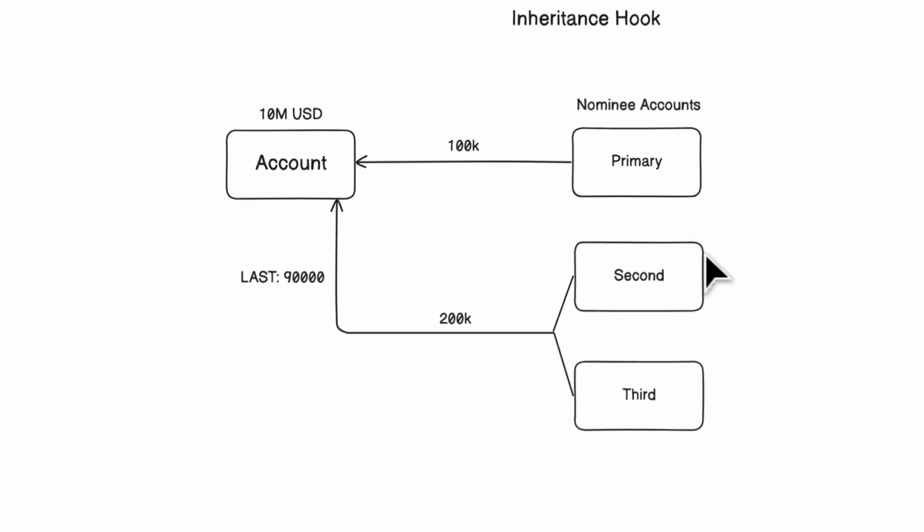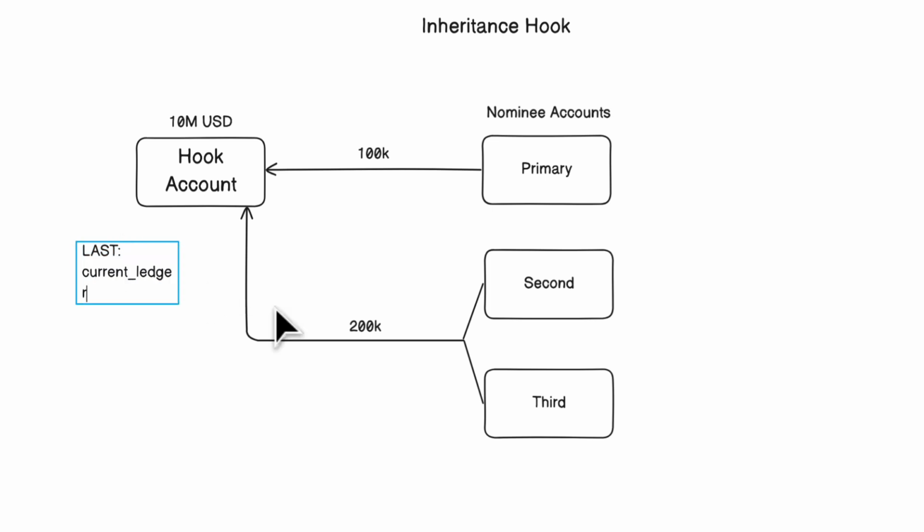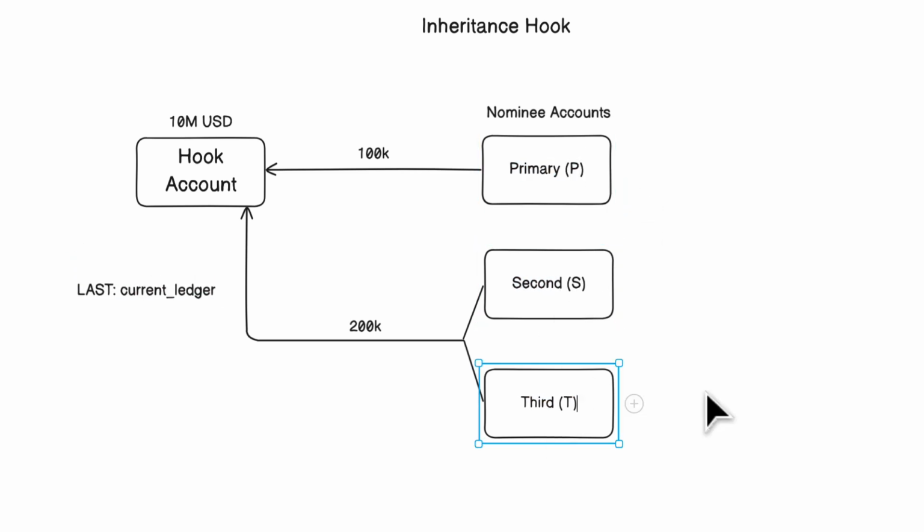So let's call this main account the hook account, because the hook is installed on this account. And for the last status, we store the current ledger number whenever the hook account makes a successful transaction. Let's call the primary P, the second S, and the third T, and these criteria L1 and L2. That's it. I think that's all we need.